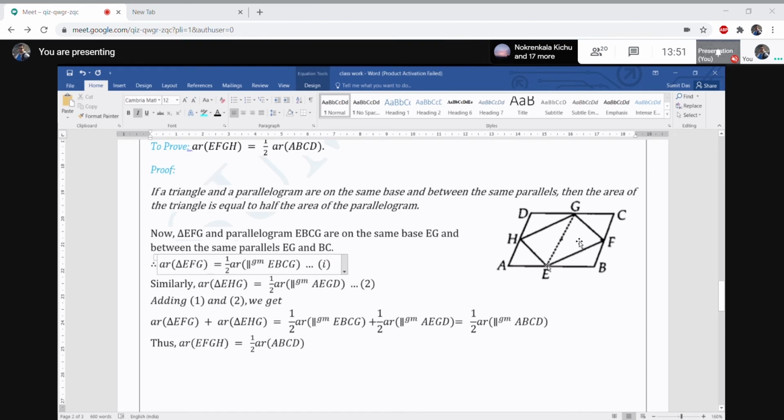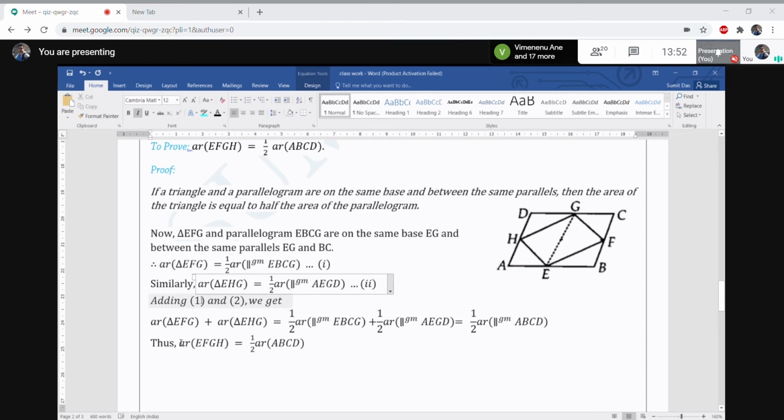Similarly, EHG is also between the parallel lines AD and EG and on the same base EG. That means you can see EHG is half of parallelogram AEGD, right? Similarly, you can write this is number 2.